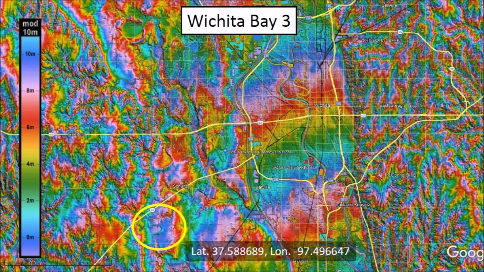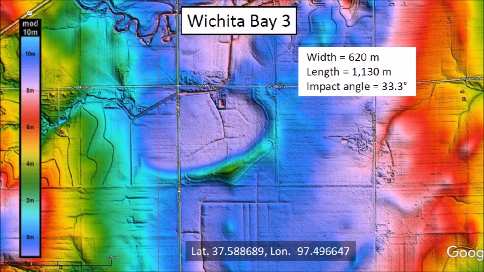Wichita Bay Number 3 is smaller than the previous 2, but it is better preserved because it is located on flatter terrain. The LiDAR image shows well-defined raised rims, except over the west. Mathematically, only 5 points are required to fit an ellipse to an elliptical curve, so it is not difficult to overlay this bay with an ellipse.